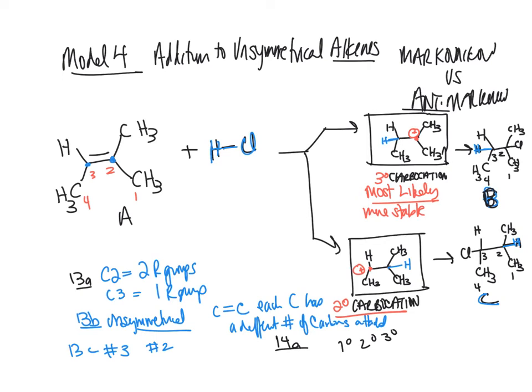Only one of the products, B or C, is formed. Based on your answer for 14B, put an X to the product that does not form. Did you put an X through C? That's right, C doesn't form. So your major product is B.